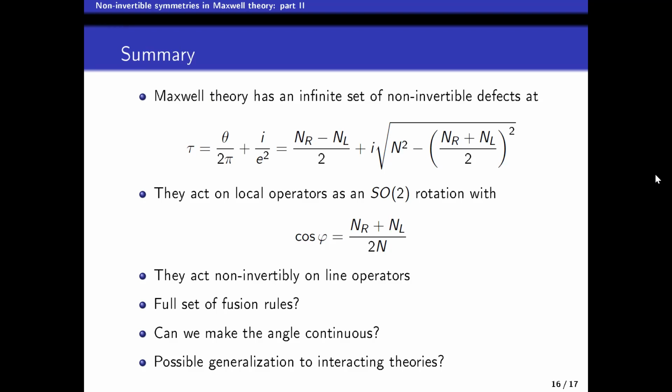Yeah, you could ask the same in the triality defect, right? Which is tau equal 2/3 pi, and the value of 1/e² is not rational there, I think. Oh yeah, okay. Sorry, you're right. Yes.